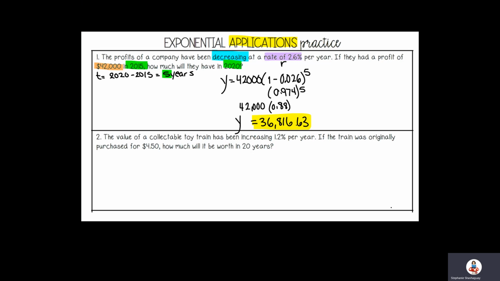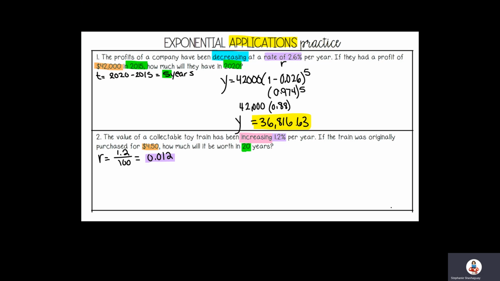Moving on to question 2. The value of a collectible toy train has been increasing by 1.2% per year. So that's my rate. So my rate is going to be 1.2 divided by 100, which is going to be 0.012. And so this is the number I'm going to add to 1. So if the train was originally purchased for $4.50, so that's my initial value, how much will it be worth in 20 years?